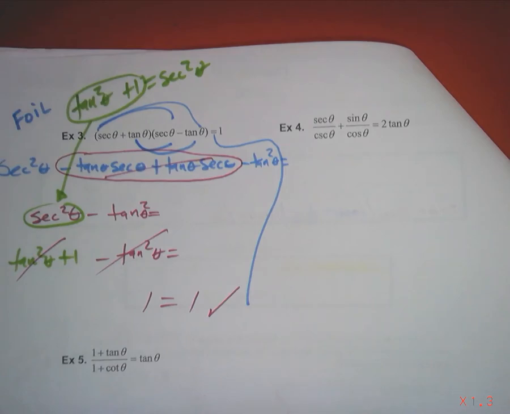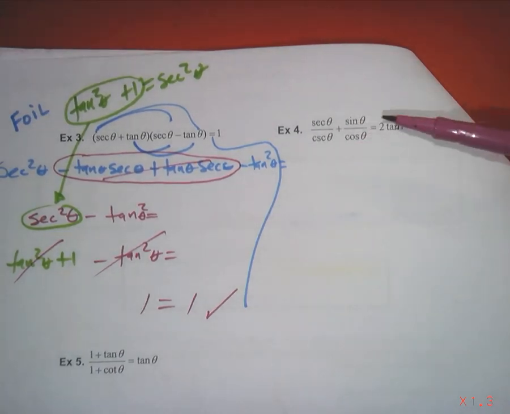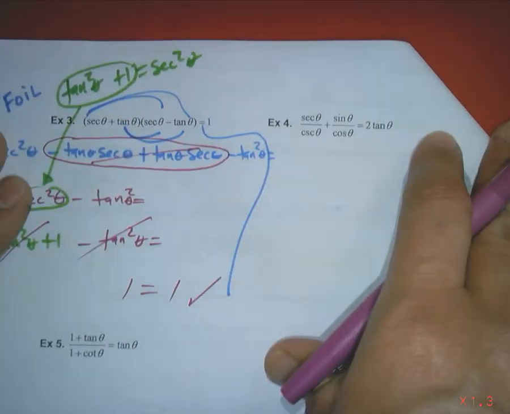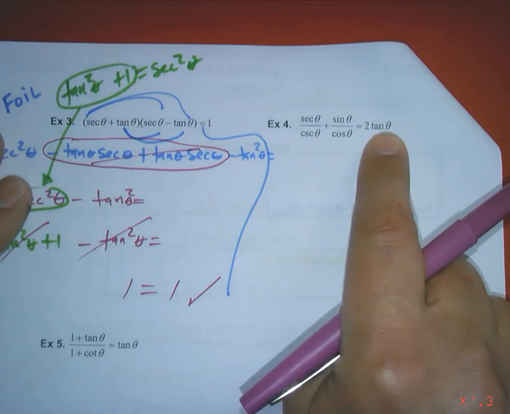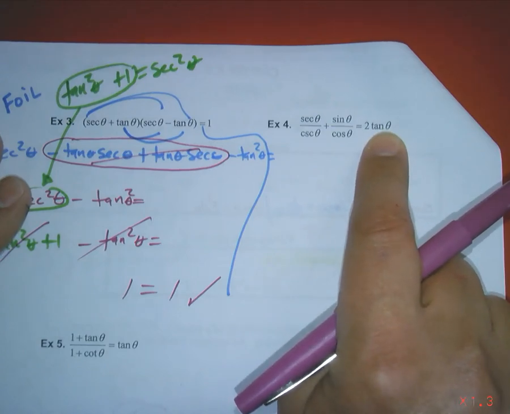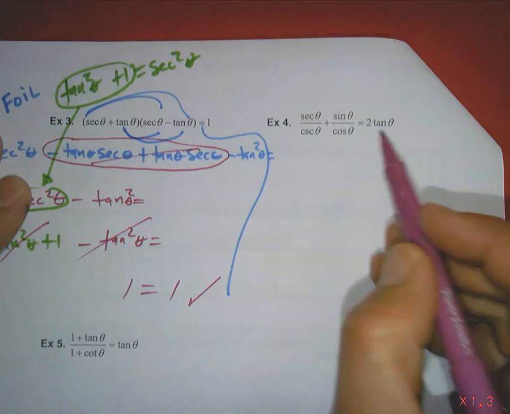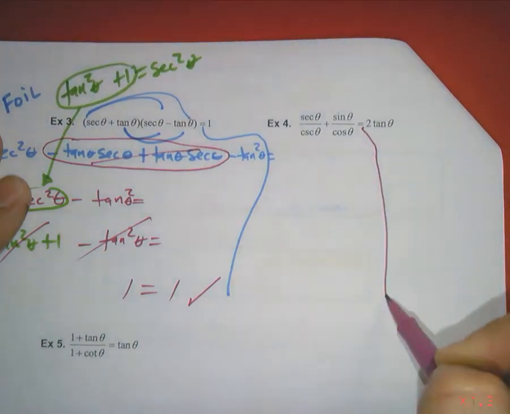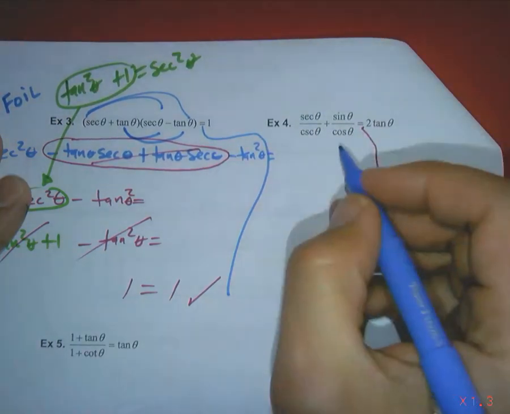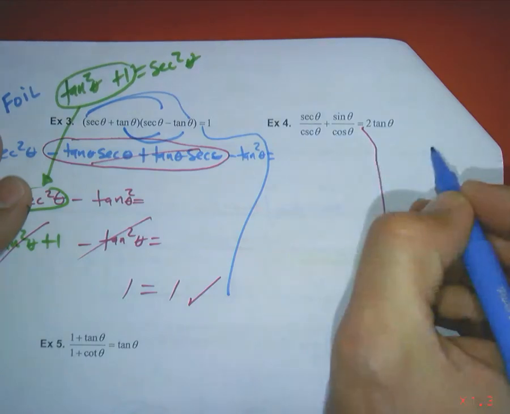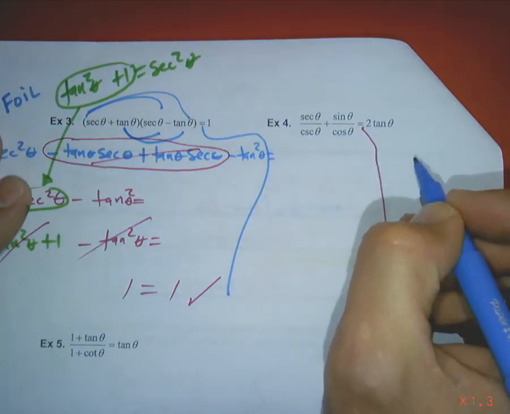Number 4. I got secant over cosecant plus sine over cosine equals 2 tangent. Always have a plan, right? Always know what you're trying to figure out. What is tangent? Yeah, so if I could get 2 sine over cosines, I'm going to be good to go. Right? So that's our plan. All right, so I got my little line. I don't want to cross over. What I'm saying is don't subtract this over. We don't want to do that.